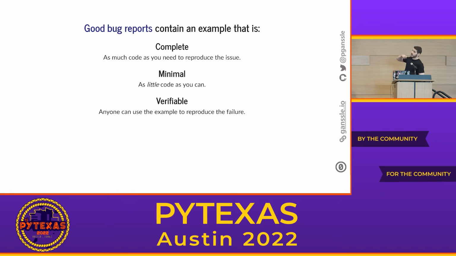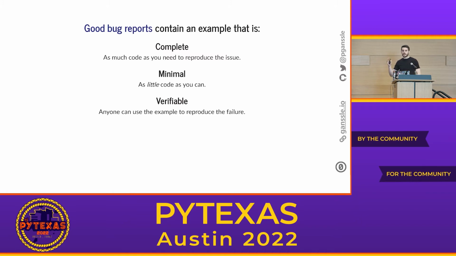This blue text here, and I encourage you to check out the slides so you can get to this link, is a link to Matt Rockland's blog post on crafting good bug reports. In it he says that your bug report should contain an example that is complete, which is to say that it has as much code as you need to reproduce the issue.